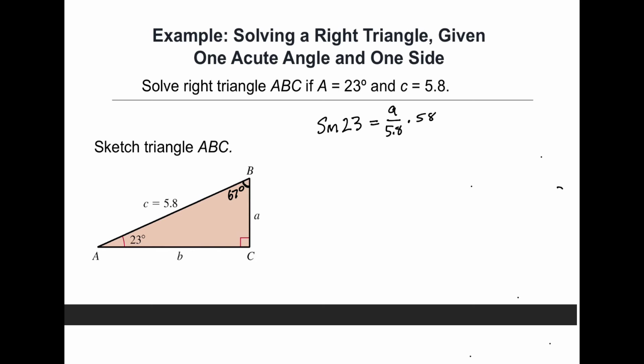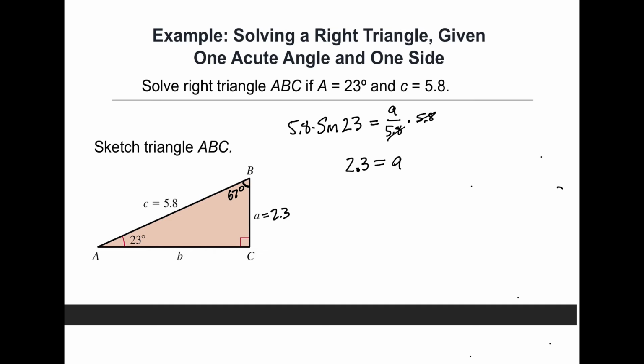We can solve for A by multiplying both sides by 5.8, and that gives me 5.8 times the sine of 23. This is something you can just type directly into your calculator once you have it in degree mode: 5.8 times sine of 23 degrees. And what we get, decimal-wise approximately, rounded to the first, is 2.3. So A is approximately 2.3 units to C's approximate 5.8 units.